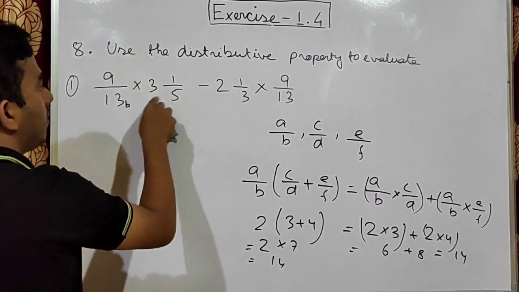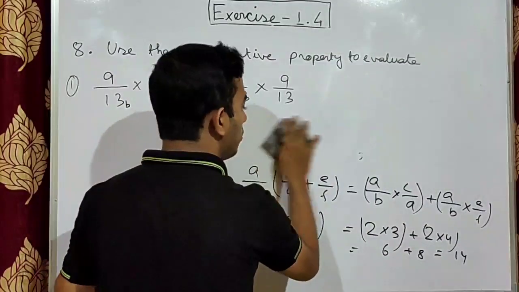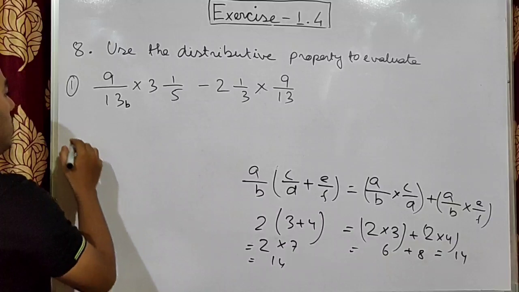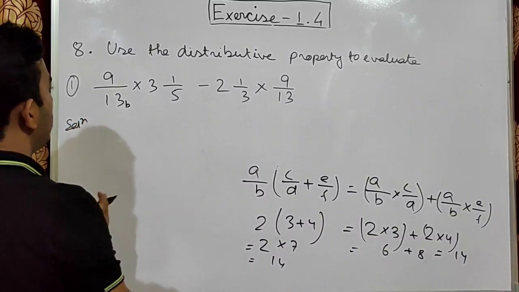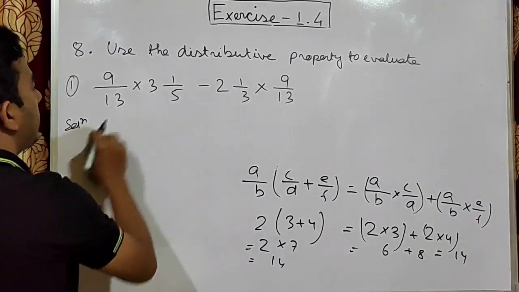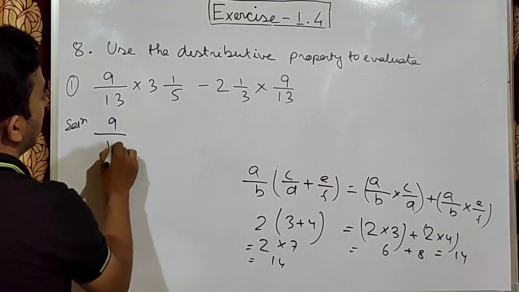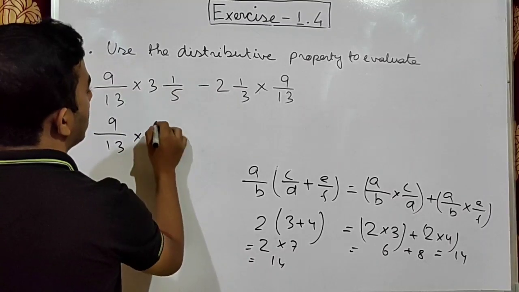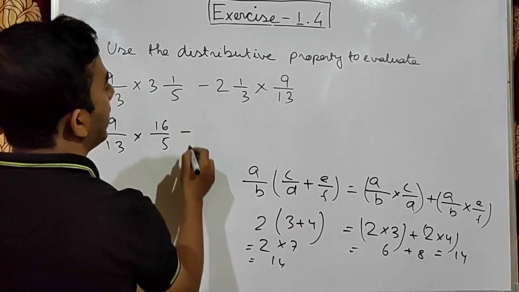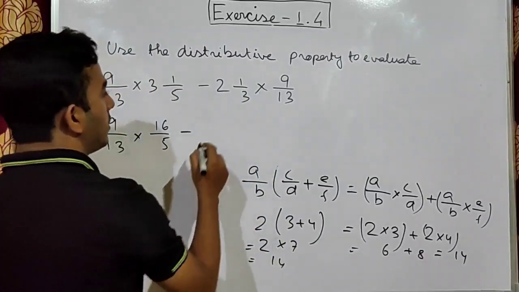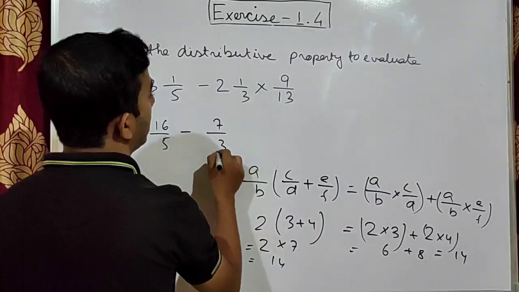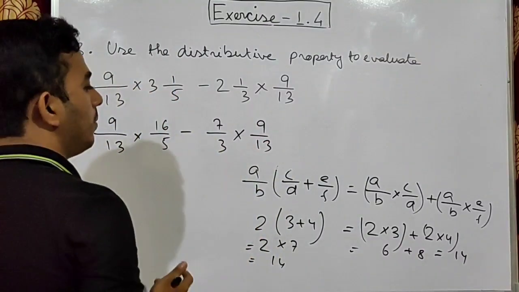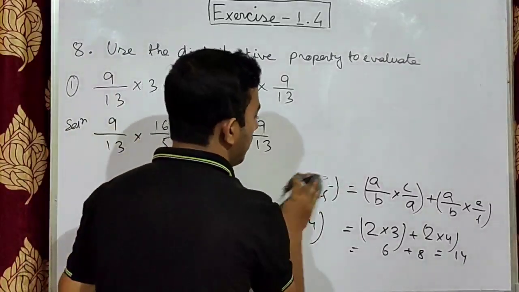First case, look here, these are mixed fractions, right? So we have to convert them into fractions. Okay, so we'll write the solution. 19 by 13, 9 by 13 into 5 into 3 is how much? 5 into 3 is 15. 15 plus 1, it is 16 by 5 minus 3 into 2 is 6. 6 plus 1, 7 by 3 into 9 by 13. Here it is minus, right? So no problem. If it is plus also no problem, if it is minus also no problem.